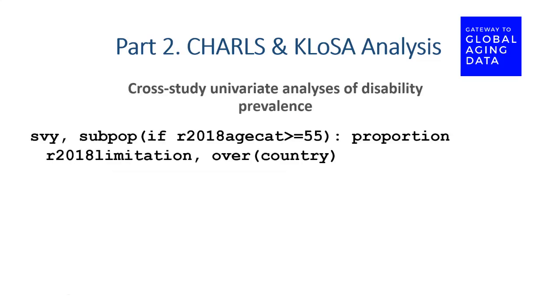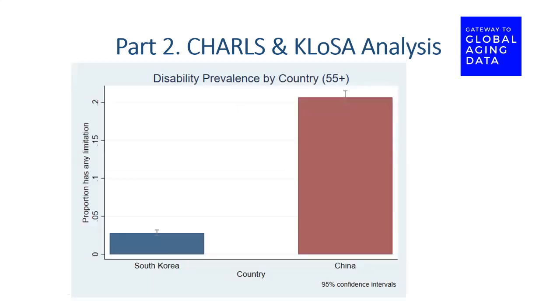So we could modify this a little bit. We could have the same command, but we're going to specify that we only want to look at the subpopulation of people whose age category is 55 and over. So we know that both KLOSA and CHARLS cover these populations in a representative way. Again, it almost affects this comparison not at all.